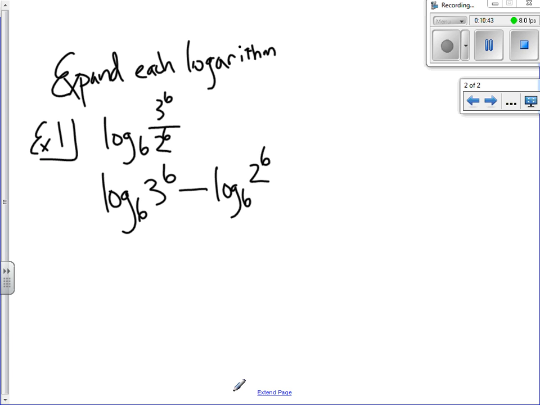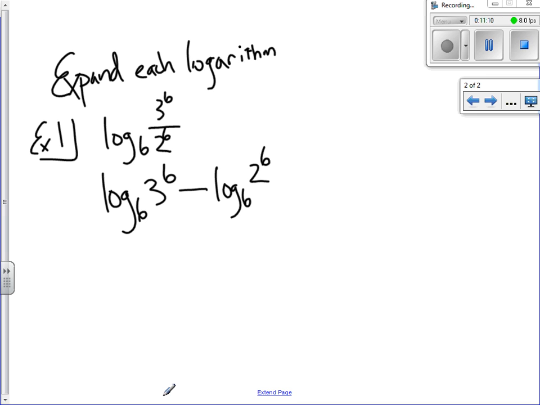We have to stop there and ask ourselves, is there anything more that we can do with this problem to expand it? And the answer is yes, because we have these powers in the corner, and they just happen to both be 6. That doesn't always have to be the case. This could have been 4, that could have been 5. So they don't have to always be the same, necessarily.